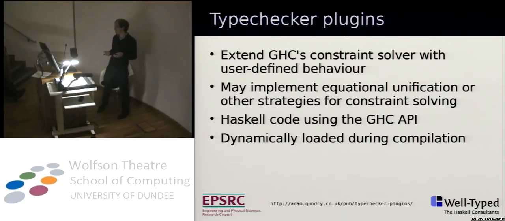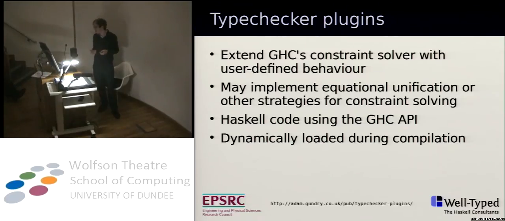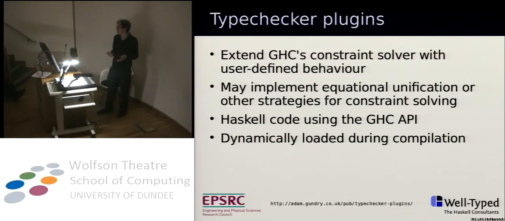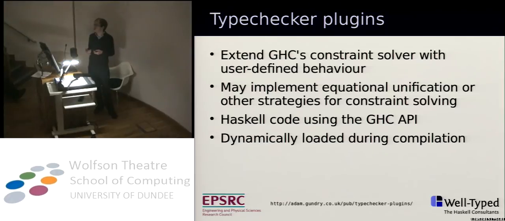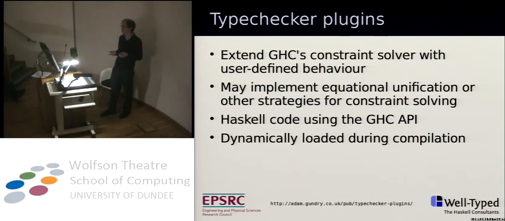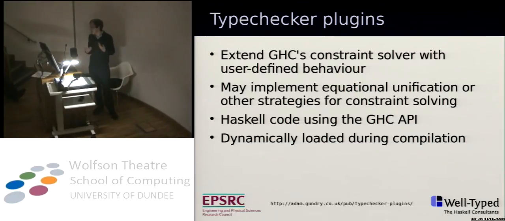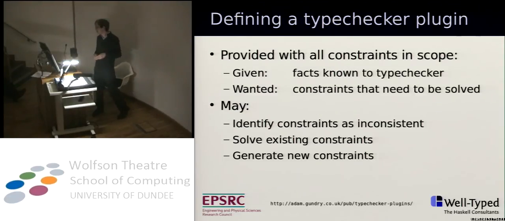So a Typechecker plugin is a Haskell program written using the GHC API that's dynamically loaded by GHC during compilation, and it has the ability to modify the constraint solving process while the Typechecker is running. That might be, as in the example I'm describing, to implement some kind of equational unification algorithm, or it might be to add some unrelated constraint solving strategy for type classes. So what do these plugins look like?